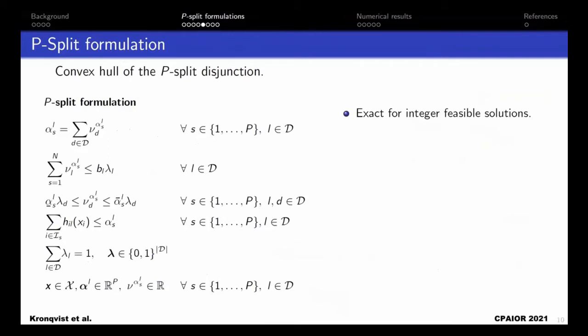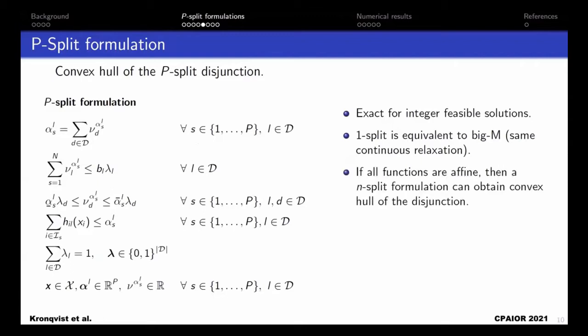Now taking the convex hull of the p-split disjunction gives us the p-split formulation, as we call it. And I want to point out that the formulation exactly represents the original disjunction for integer feasible solutions, so this is not an approximation. And we can also show that the one split, where we only introduce one alpha variable for each disjunct, is equivalent to the big M, in the sense that they have the same continuous relaxation, so it's not stronger or weaker.